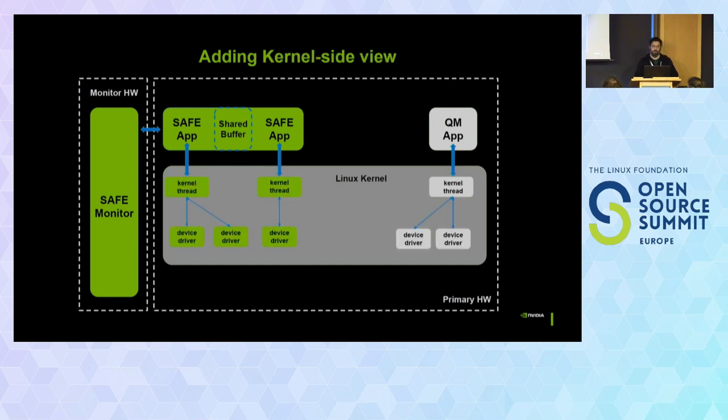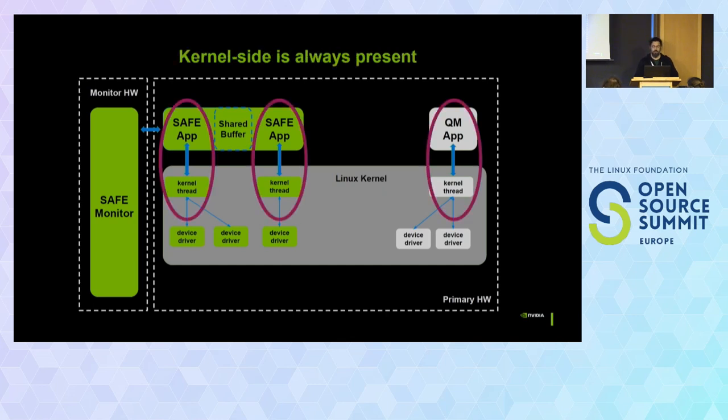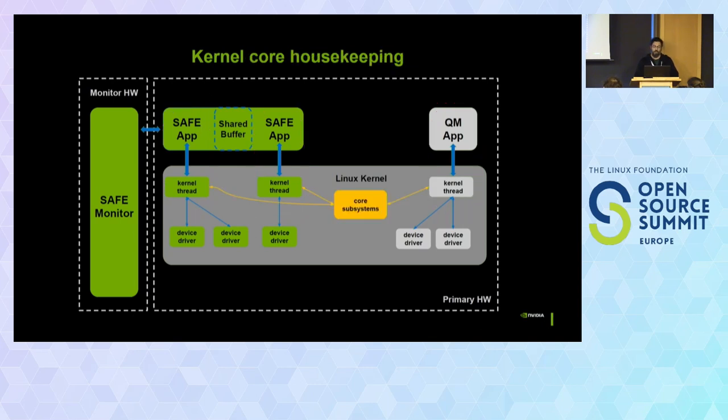If we look inside the kernel, every application has a counterpart, which is a kernel thread, and this kernel thread might tap into device drivers, and some of them might be related to safe use cases, some not. You always have a kernel thread as a counterpart for the safe application. Then you have, I don't want to call it miscellaneous, but the core of the kernel, the part which deals with memory management, file system, or whatnot. Basically the housekeeping that keeps the system up and running.